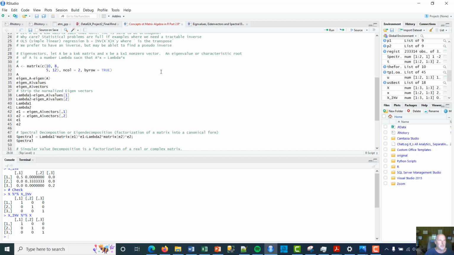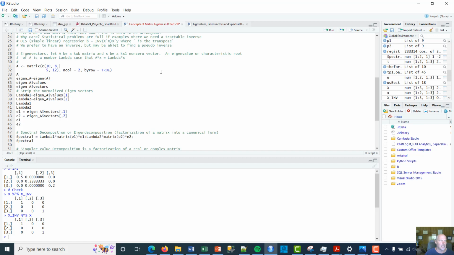So let A be a k by k matrix and x be a k by 1 non-zero vector. Then an eigenvalue or characteristic root of A is the number lambda, such that A times x is equal to lambda times x.